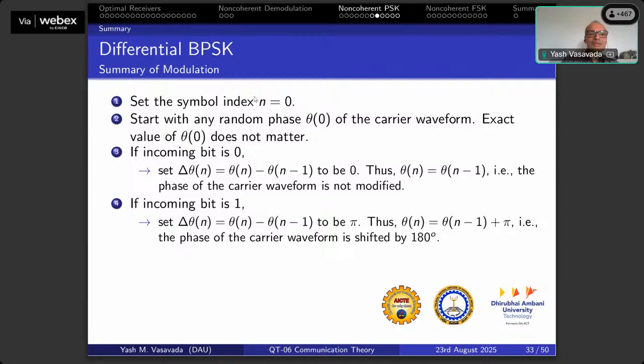Non-coherent BPSK or differential BPSK, you start with any phase of the transmitted signal. Actual value doesn't matter. If the incoming bit is 0, then you continue to transmit at the same phase. If the incoming bit is 1, then you shift the phase by 180 degrees.